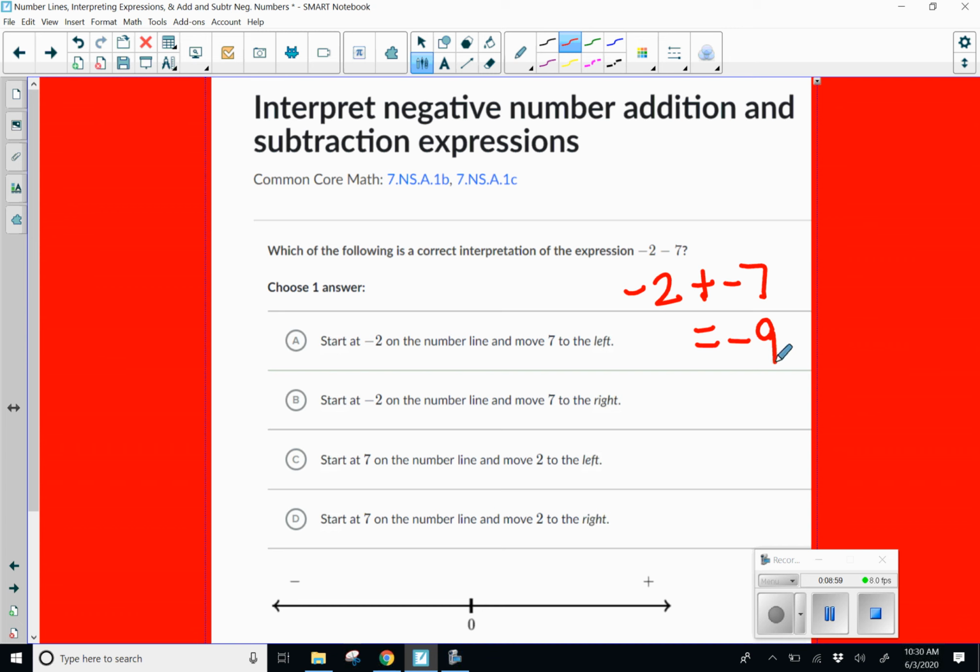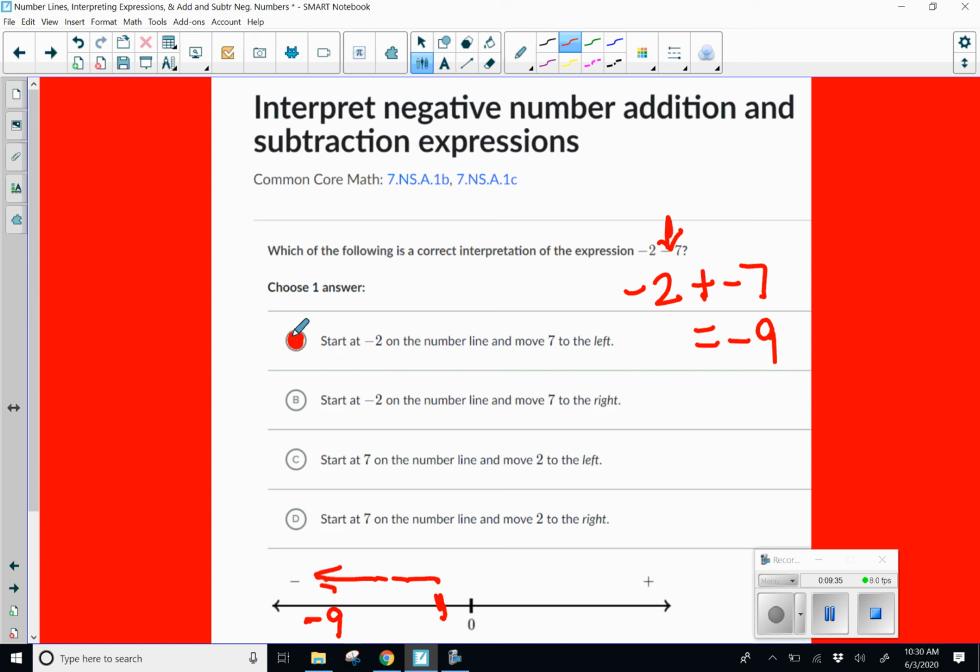So it says start at negative 2 on the number line and move 7 units to the left. Well, this is subtraction, and we know with subtraction we move to the left, and addition we move to the right. So you would start at negative 2 and move 7 units to the left, which makes sense because negative 9 would be somewhere around here. So we would go from negative 2 to negative 9, which means we would move 7 units to the left. So right away I can see that answer choice A is the correct answer.